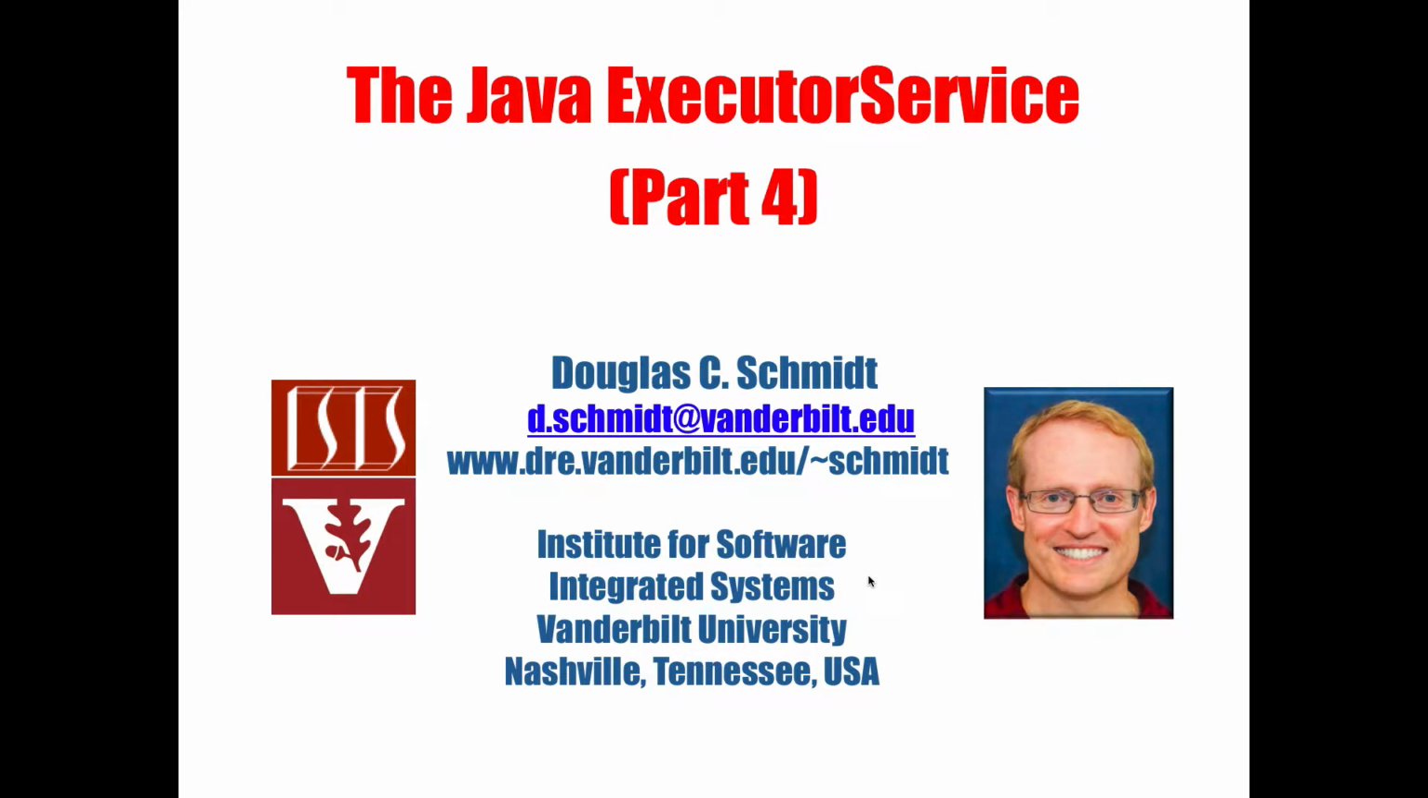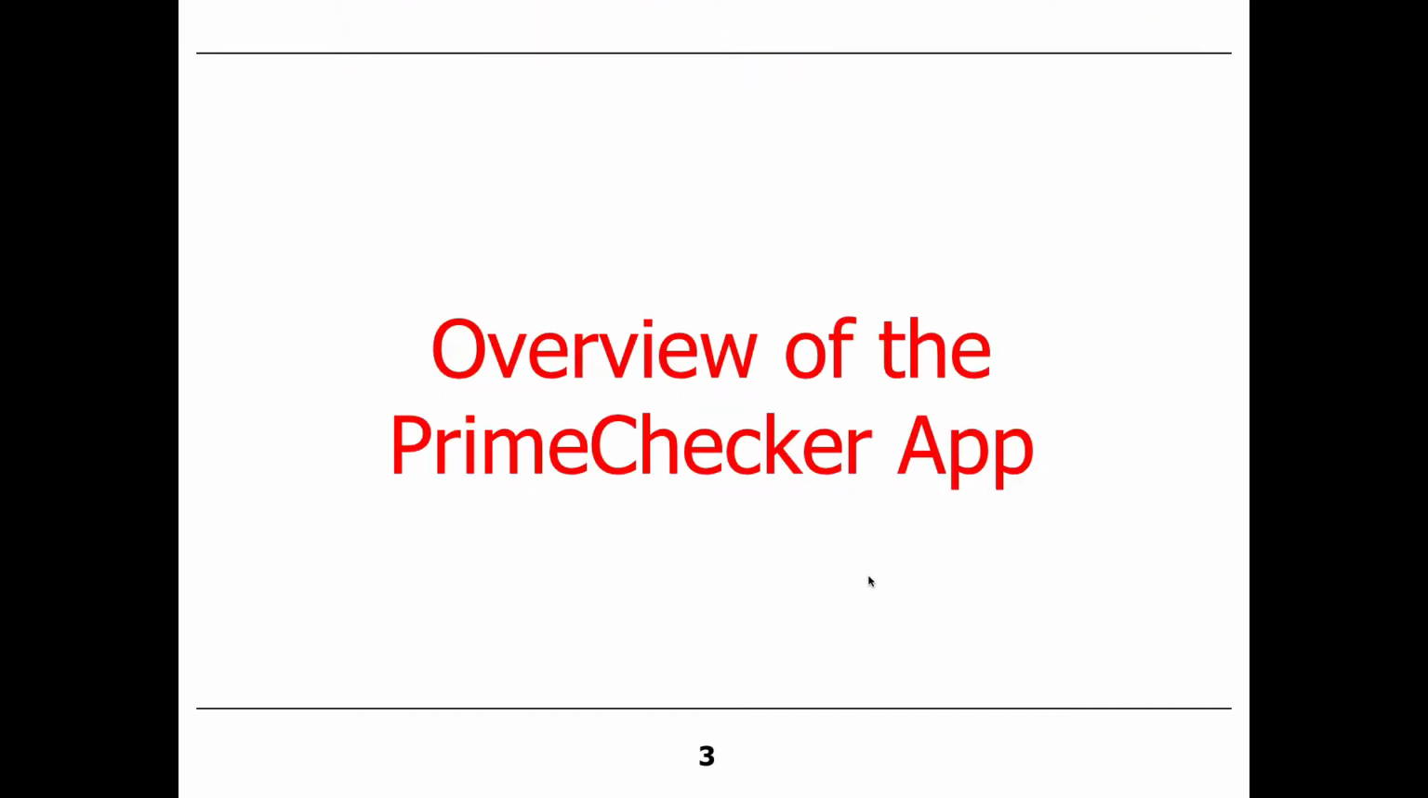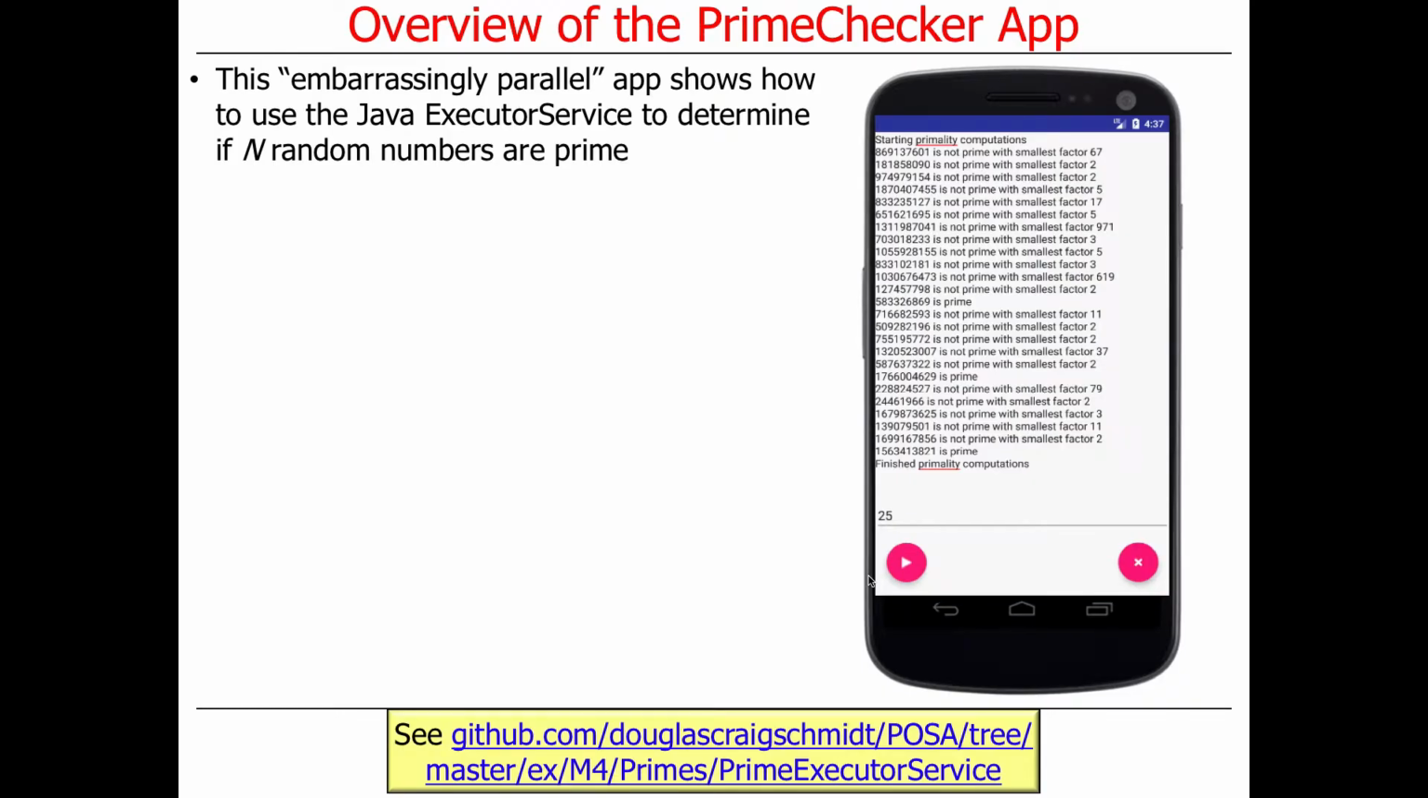Okay, so we're going to continue talking about the Java ExecutorService. What I'm going to do today is give you a very detailed walkthrough of an example that actually illustrates how this stuff works. This is a variant, a revision and an improvement, to the PrimeChecker app that we looked at last time. And this time, rather than using the very simplistic Executor interface, it uses the much more powerful ExecutorService interface. So let's give a recap of what this app's trying to do.